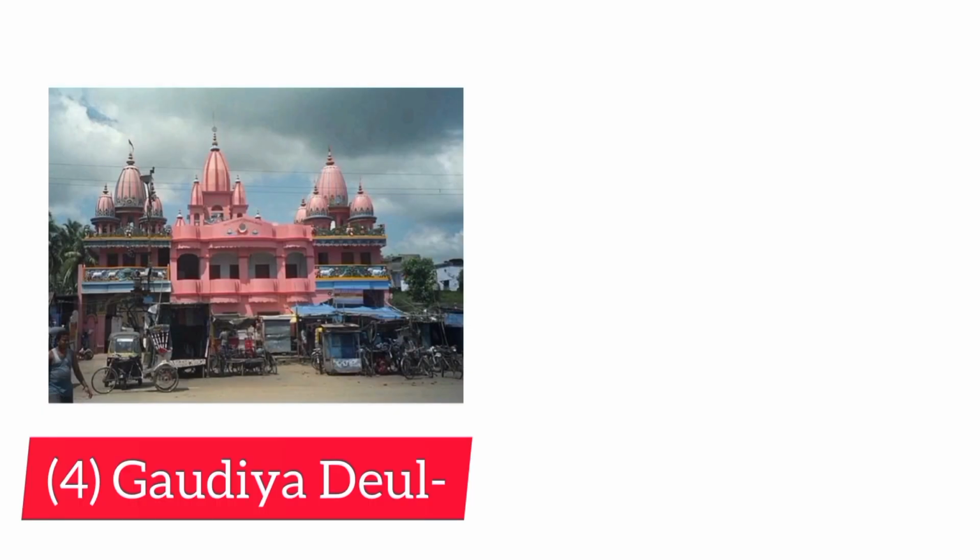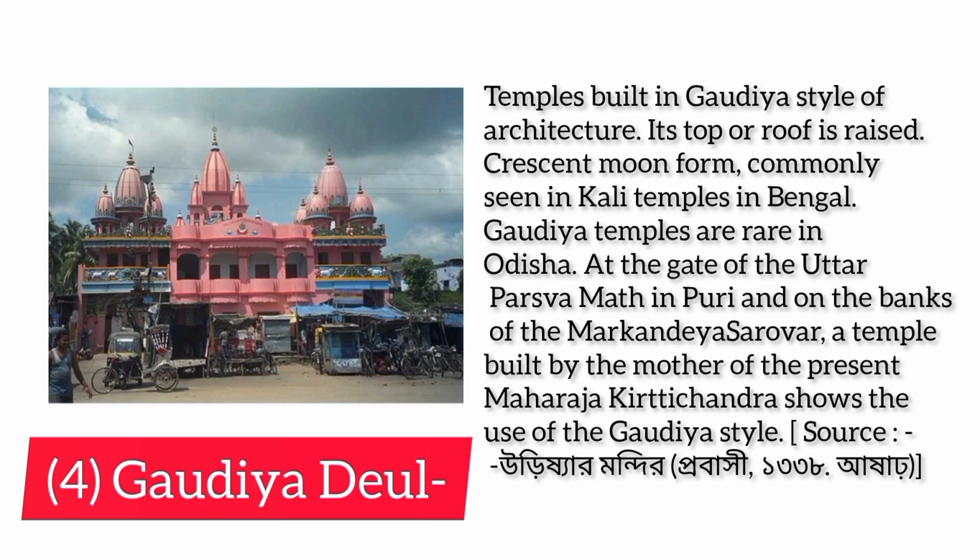The Gaudiya Deul. Temples being in Gaudiya style of architecture, its stoop or roof is raised, crescent moon form, commonly seen in Kali temples of Bengal. Gaudiya Deuls are rare in Odisha. At the gate of the Uttar Parvash Math in Puri and on the banks of Markandeya Sarovar, a temple built by the mother of present Maharaja Kirtichandra shows the use of Gaudiya style.